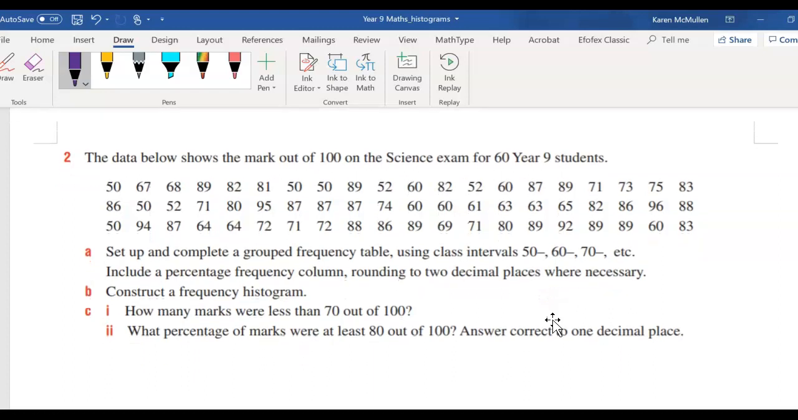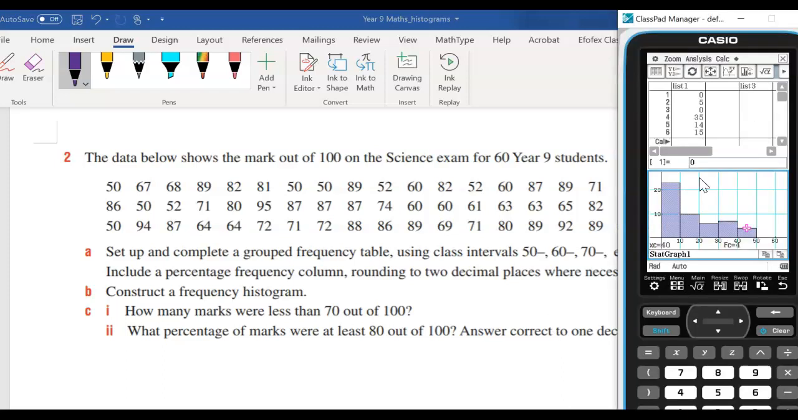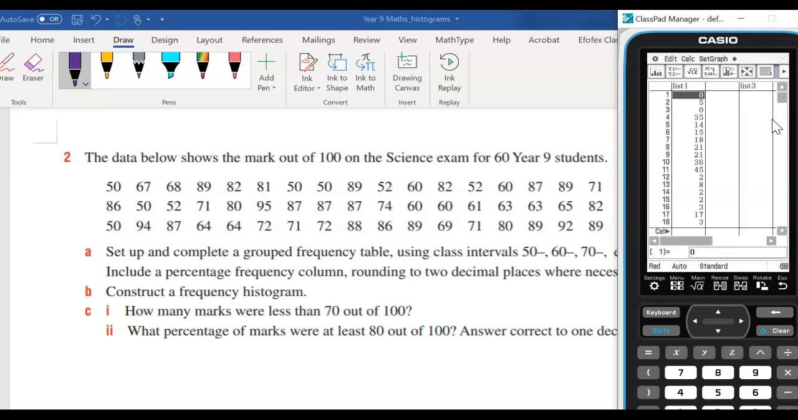All right, so question 2. We've got 60 students. This is going to take us a long time to do, so I'm going to quickly show you again how to put it onto your calculator. We can just go back to Menu, Statistics, and we can clear everything in there. I think if we just highlight the list and go clear, it's going to clear everything.